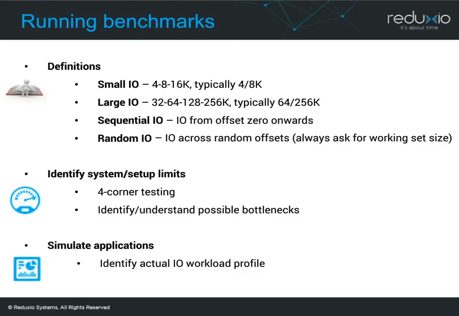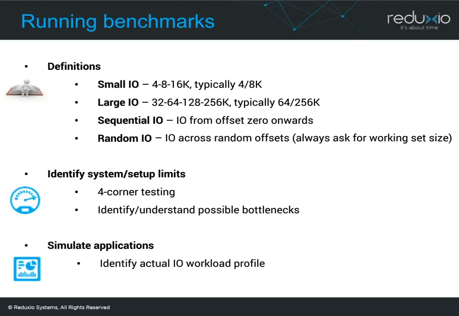So how do you run benchmarks? First of all, some definitions. Let's talk about different kinds of I/O patterns. Small I/O: typically when we talk about small I/O, we like to talk about 4, 8 or 16K. In many cases, this is 4 or 8K. You want to represent the application block size. You want to simulate the higher level application I/O size. Some databases use 4K, some databases use 8K, some file systems use different sizes. You have to find out what represents your small I/O.